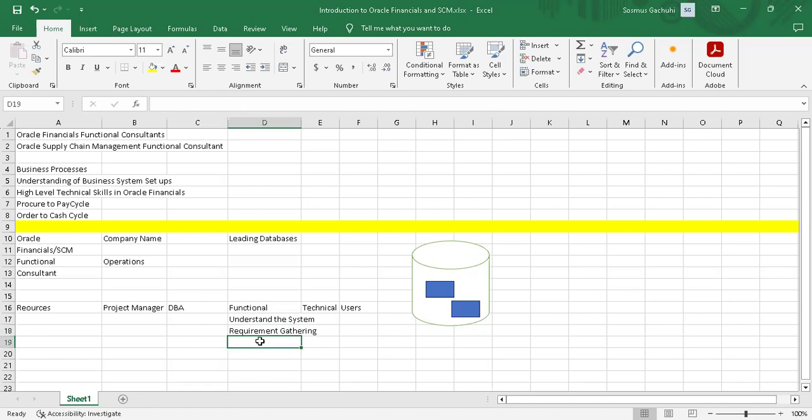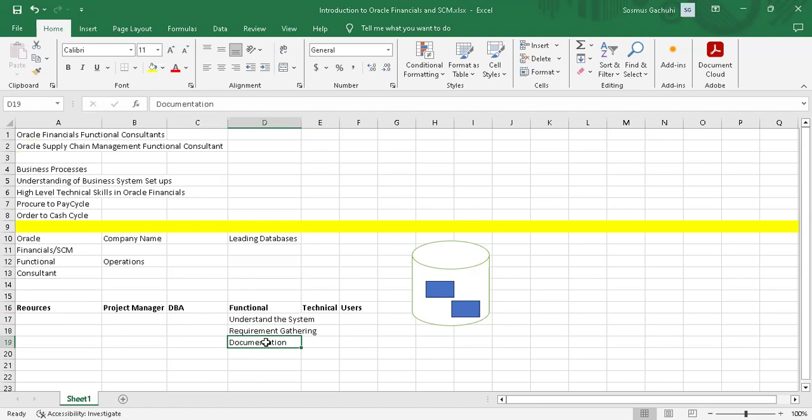Another important thing that a functional consultant does is the documentation. You have to document all the information that you are exchanging with the client. So documentation is very key. And this applies, when I talk about documentation, understanding the system, and requirement gathering, to whether you are a financial functional consultant or a supply chain one, because in each and every area, you have to provide all these case scenarios.